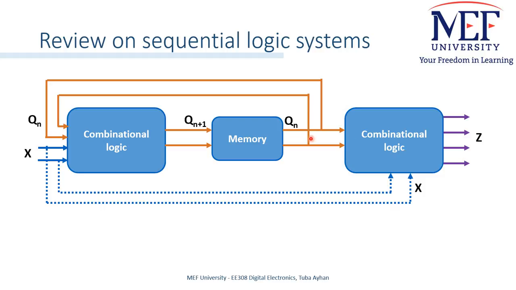function of the current states Qn if this is a Mealy machine, or Z is a function of Qn and X input if this is a Moore type state machine.